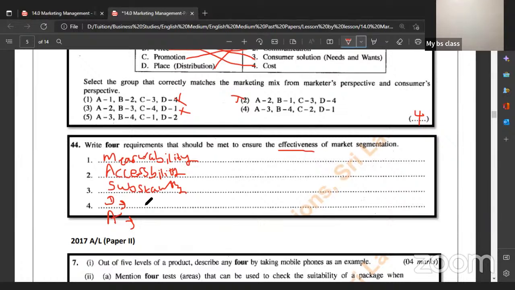Right, 4 bases that are used to segment the market. So that is geographical, demographical, psychological, and behavioral factors.